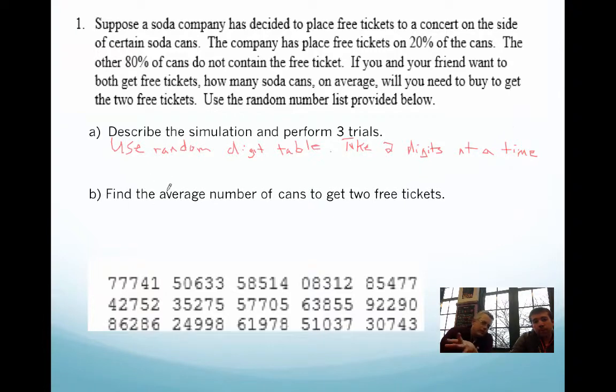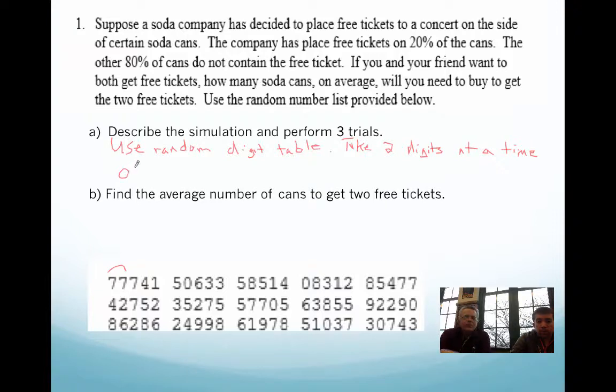Then we have to assign the values. Like if we use the first row, the first 2 digits are 77, but right now that doesn't mean anything. We have to define what it means. The digits go from 00 to 99. Somehow we have to assign 20% of the numbers to be a free ticket and 80% to be not a free ticket. An easy way to do this is let the numbers 01 through 20 be a free ticket. And then let 21 through 99 and 00 be not a free ticket.